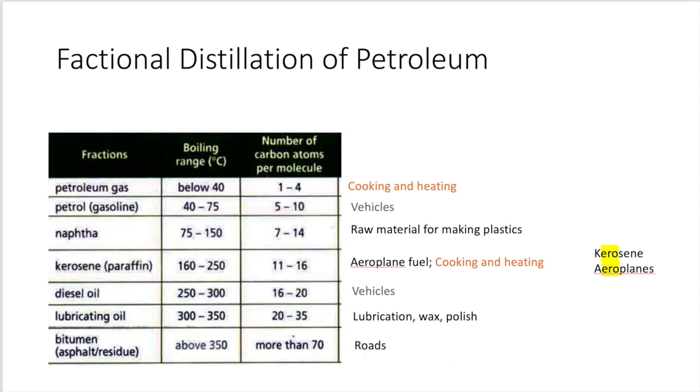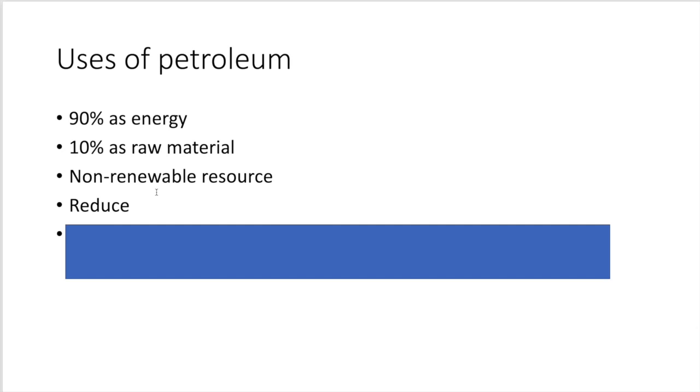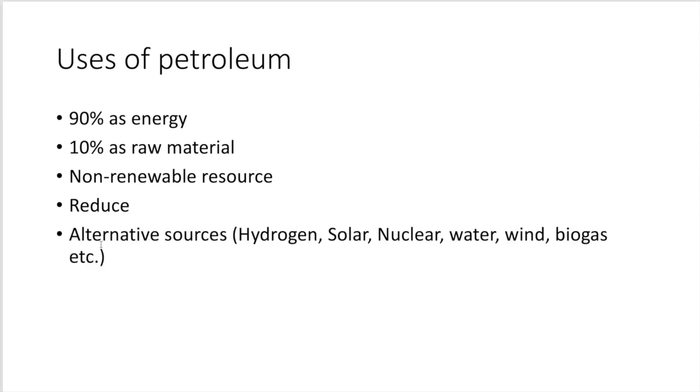Of course, petroleum is used for a lot of things to generate energy, electricity, and move vehicles. Because it is also a non-renewable resource, we should always aim to reduce use and look for alternative sources of energy like hydrogen, electricity, nuclear, things like that, and not use resources willfully and wastefully.